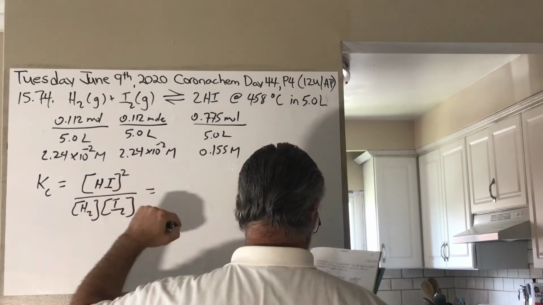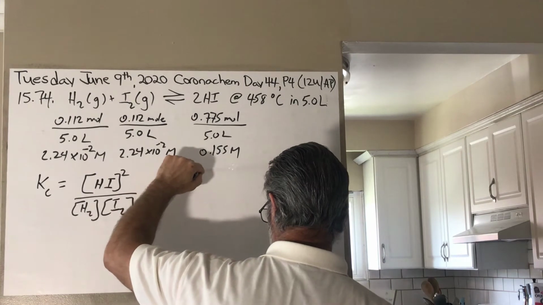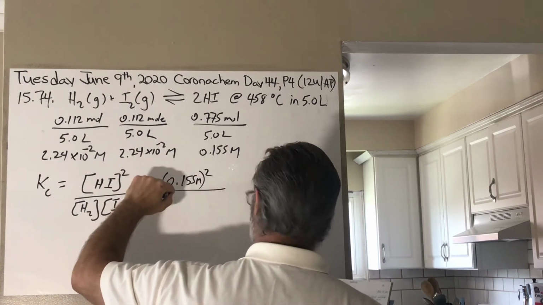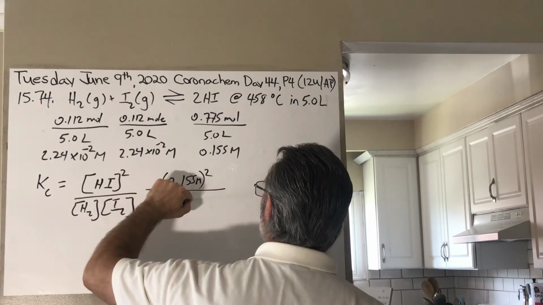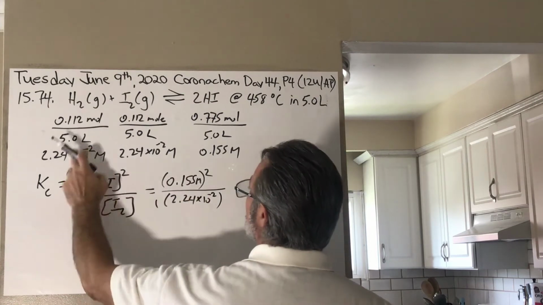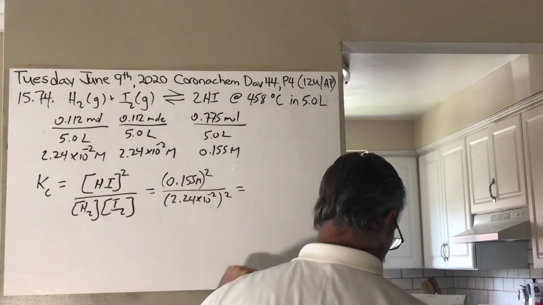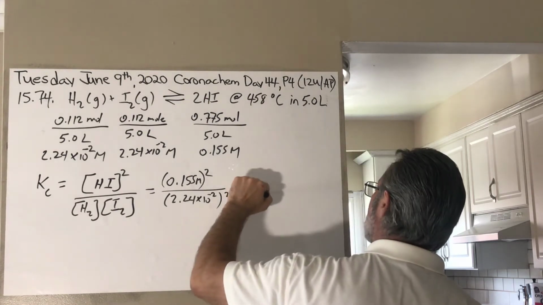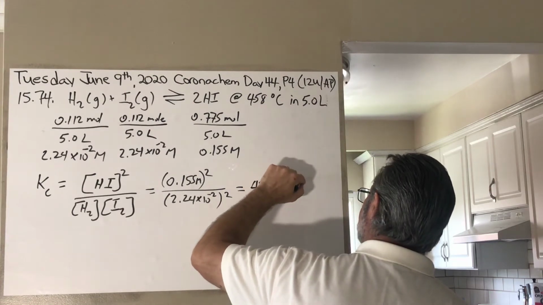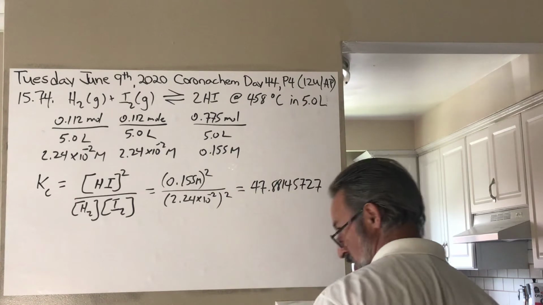So here we go. It's going to be 0.155 squared over the 2.24 times 10 to the minus 2, twice, so we're going to square that too because both of them have the same concentration. Rather than write it twice, we'll just do that. And what we get is 47.88145727.